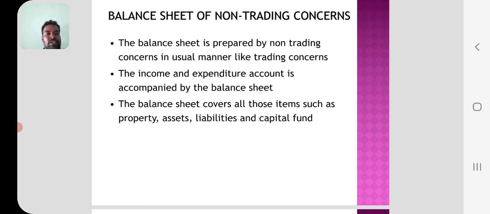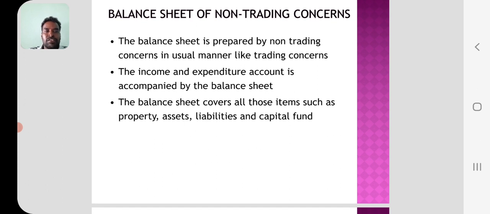The income and expenditure account is followed by the balance sheet. With the help of the receipts and payments account, we prepare the income and expenditure account. After completing the income and expenditure account, we should prepare the balance sheet. The balance sheet covers all items such as property, assets, liabilities, and capital fund.